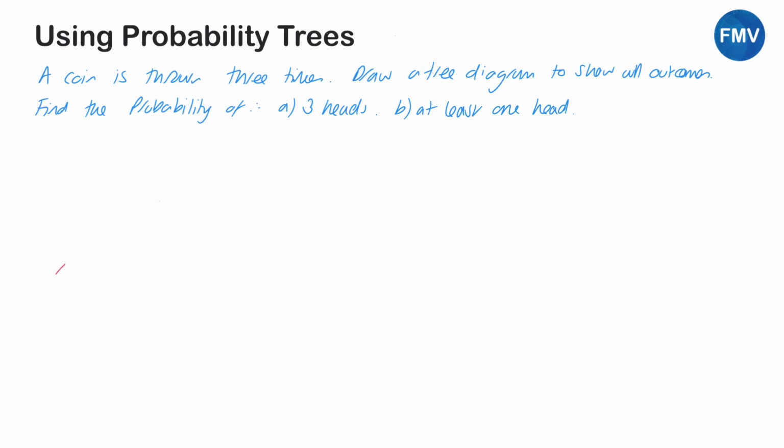Coins thrown first of all once. So this is throw number 1. It's either a head or it's a tail. And we know the chance of a fair coin getting a head is a half, and the same as that for a tail. So let's do the second branch.